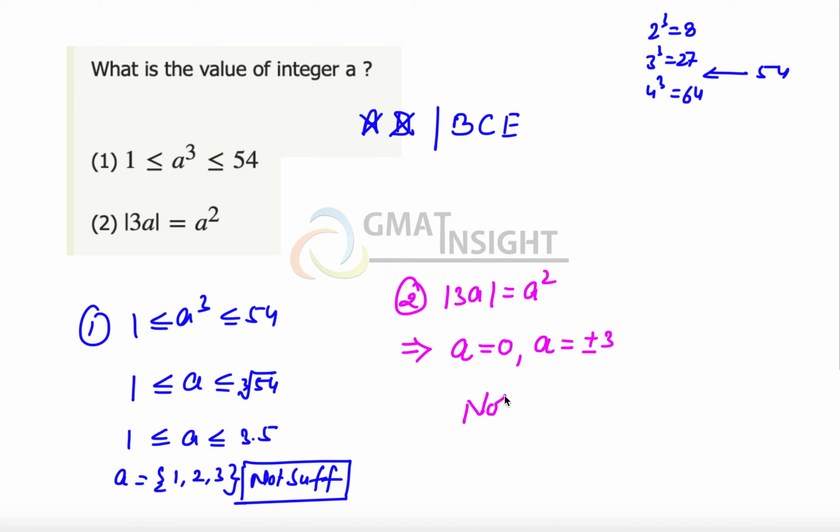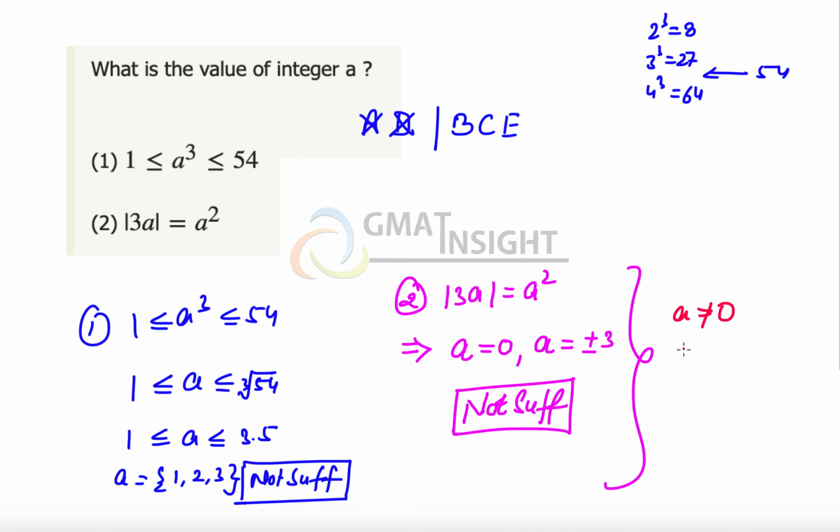Now we have to combine the two statements. Having seen that the second statement is not sufficient, combining becomes quite easy, because we already understand that according to the first statement, a could only be positive and one of these 3 integer values, while the second statement says a can be plus 3, minus 3 or 0. After combining, a cannot be 0 because the first statement ignores it, and a cannot be minus 3 because the first statement has already nullified it. So the only common value we are left with is a equals 3.